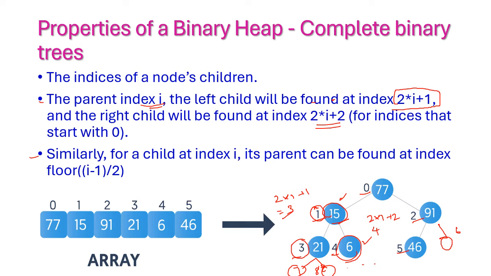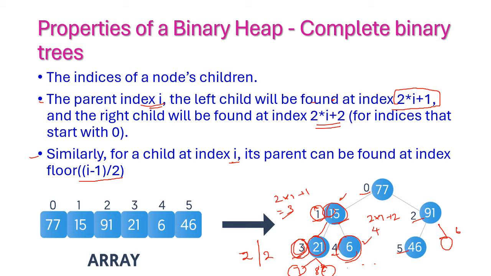Okay, similarly, the child index is i. For example, the child index is 3. Its parent can be found by the index of floor of (i minus 1) divided by 2. Okay, so this is 3. 3 minus 1 which is equal to 2. 2 by 2 equal to 1. Okay, so parent of this child is 1.